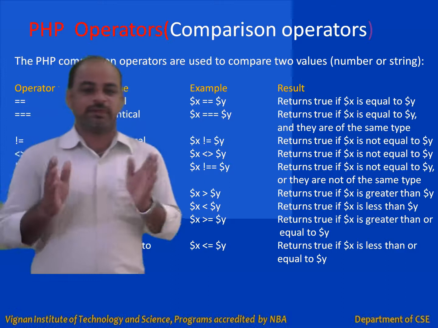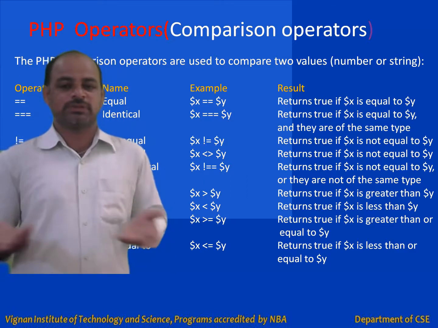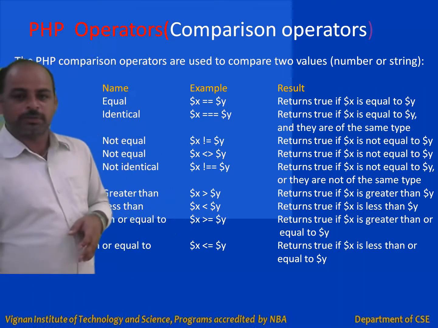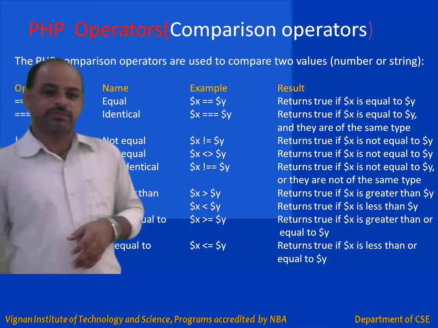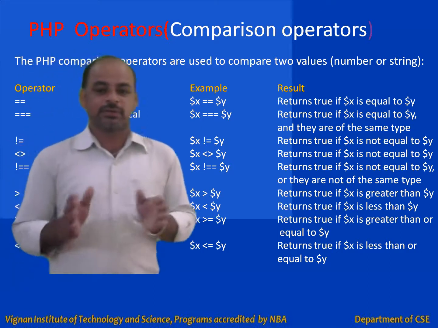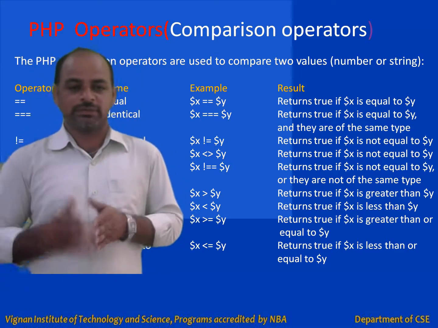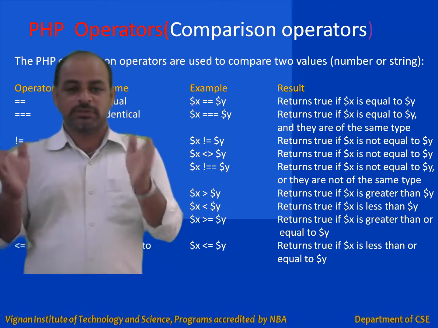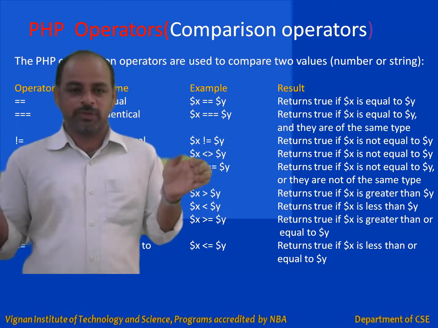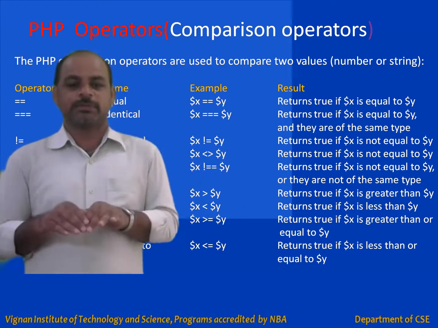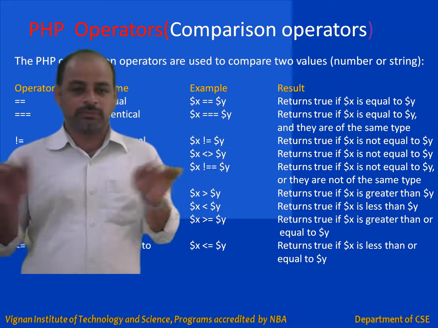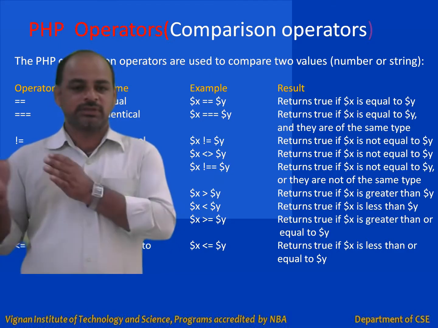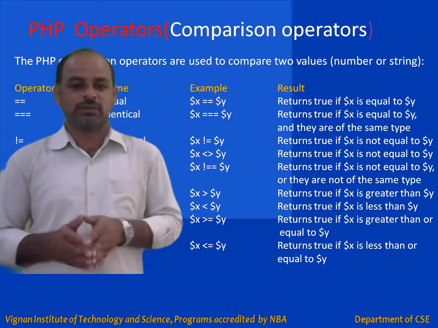Simply, not equal. Not equal means if x is not equal to y, it returns true, otherwise it returns false. So not equal can also be represented by using another operator, that is the less than, greater than symbol, we can also use. And not identical. Already we have seen identical, and not identical is opposite to the identical operator. The identical operator compares two variable values as well as their types here. Here also it compares two variable values and their types. If those are not equal, it returns a Boolean value true, otherwise it returns a Boolean value false.